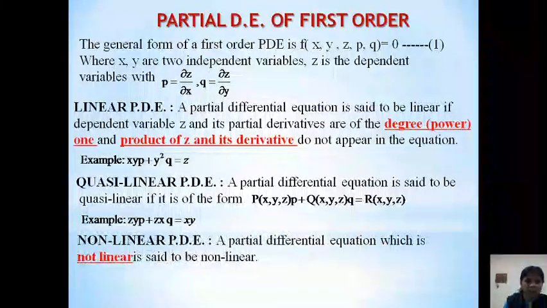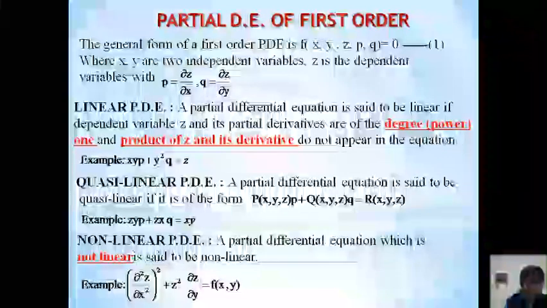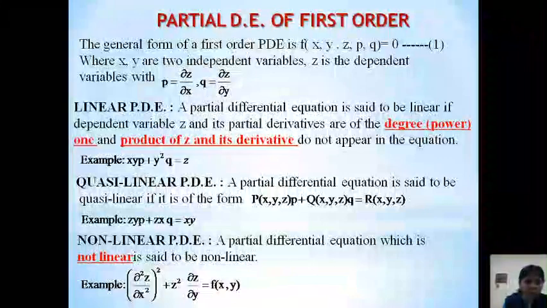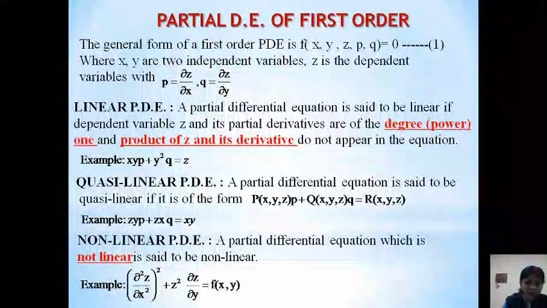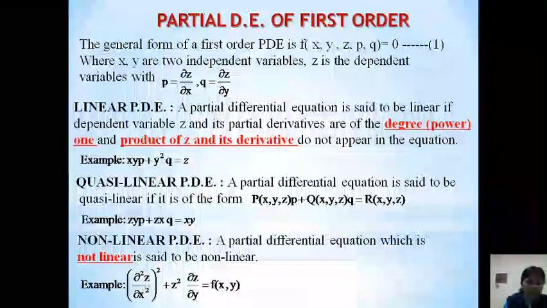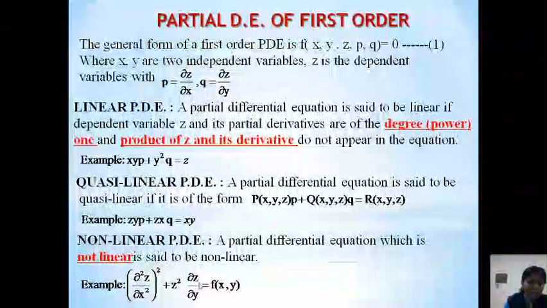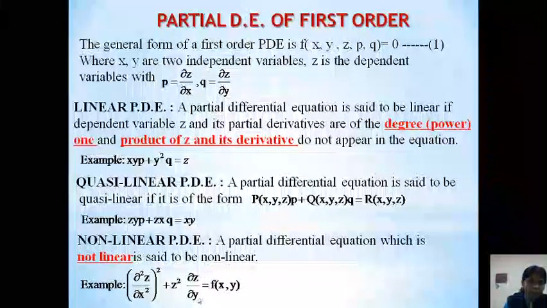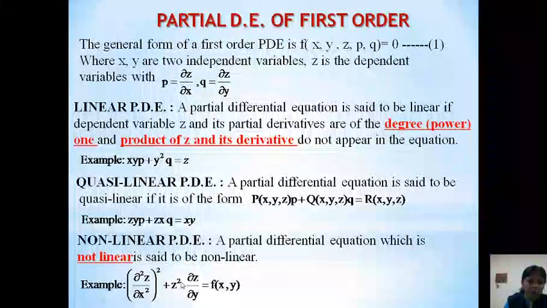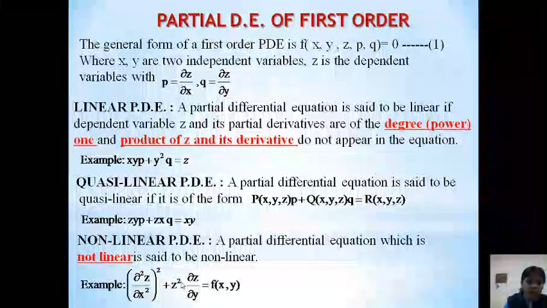Now let us see the next, what is meant by non-linear. We know very well any equation which is not linear is called non-linear, right? So the example is this. You will find that the degree of the derivative is 1, whereas the power of z is not 1, it is 2. So this is a non-linear partial differential equation.